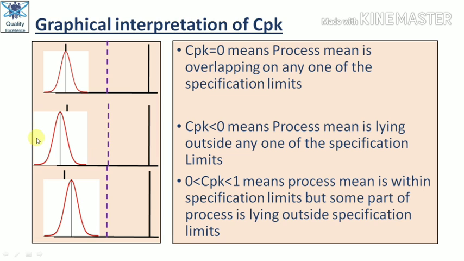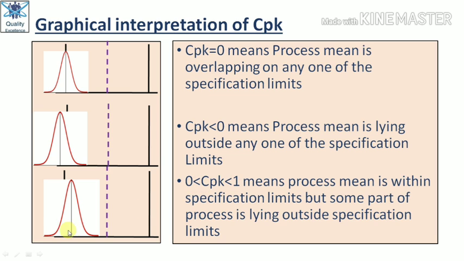It will be in negative form. And the third scenario is if your process mean is lying within the specification limit and between the target line and any of the specification limit. In that case, your CPK will be between 0 and 1.